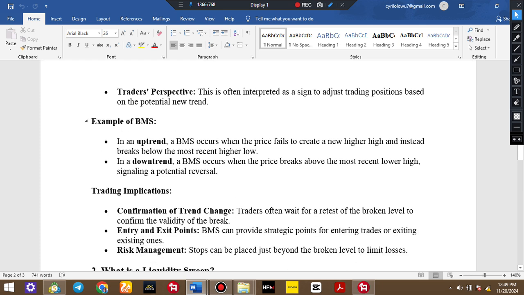Then an example of a break of market structure. In an uptrend, a break of market structure occurs when the price fails to create a new higher high and instead breaks below the most recent higher low. What this implies is that it's talking about the reversal phase of price.